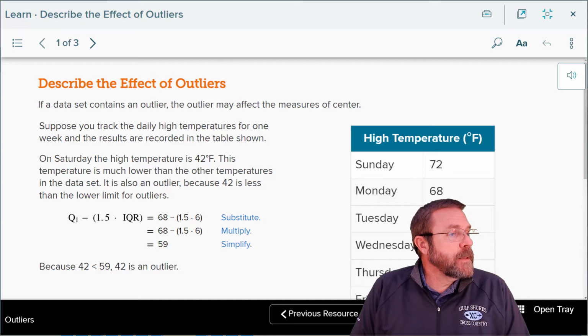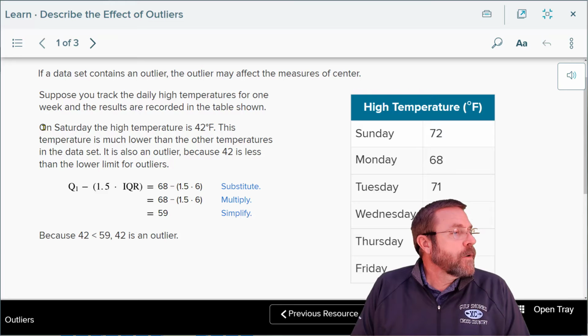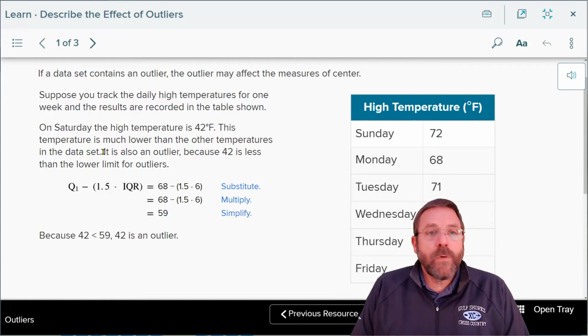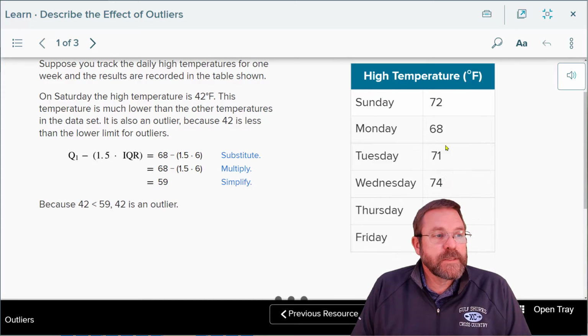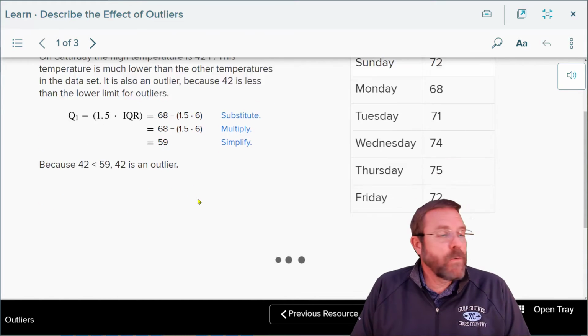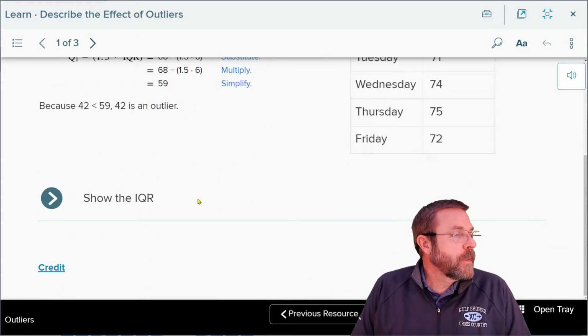Suppose you track the daily temperatures for 1 week. The results are recorded in the table shown. On Saturday, the high temperature is 42 degrees. This temperature is much lower than the other temperatures in the data set. It is also an outlier because 42 degrees is less than the lower limit of the outliers. They show here that the lower limit of the outliers would have been 59 for this set of data right here. They already did all that math for you. Because 42 is lower than 59, it qualifies as being an outlier.